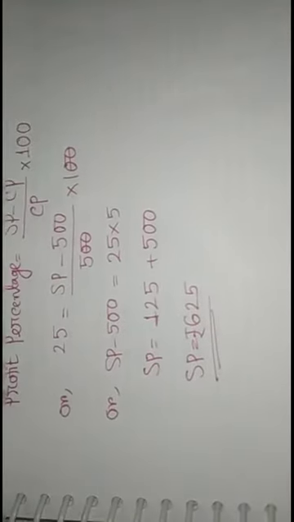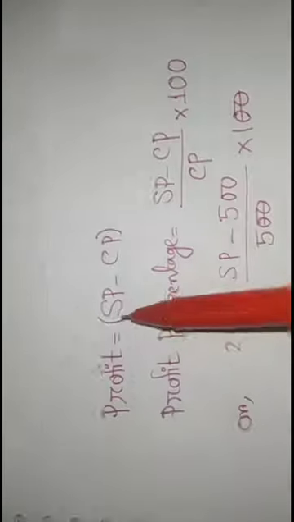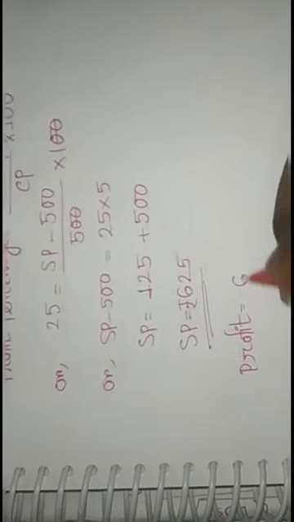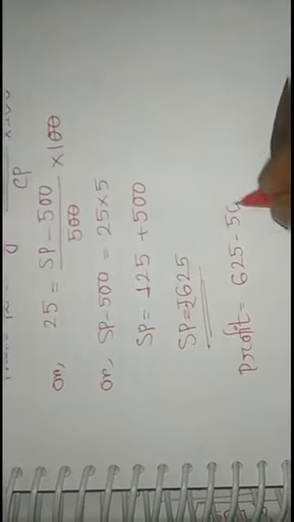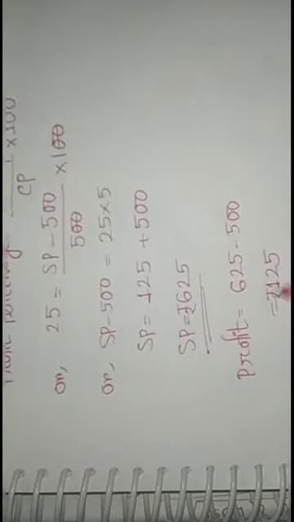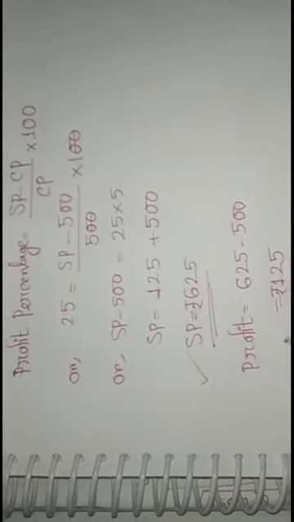So what will be the profit? Profit becomes selling price minus cost price, that is profit equals 625 minus 500, as cost price was 500. So this becomes 125 rupees. So selling price is this and profit is this. Okay. You can use the short method also. I have described it here in the long method for your understanding. Okay. Now let's start question number 2.